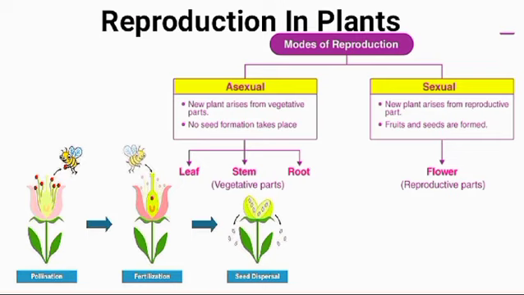The vegetative parts of the plant are the roots, stems and leaves, and the reproductive parts of the plant are the flowers. In plants, there are two main types of reproduction. They are asexual reproduction and sexual reproduction.